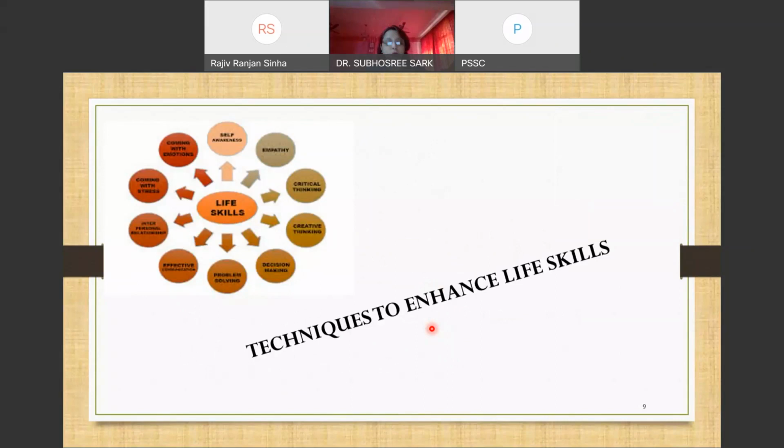How do you teach life skill to the students? Tell me. After that, I will go to the next slide. How do you teach life skill to the students? You all are teaching life skills to the students in the school, knowingly, unknowingly, consciously, unconsciously. When you are teaching the students, how are you teaching them? Tell me. Please use the chat box.